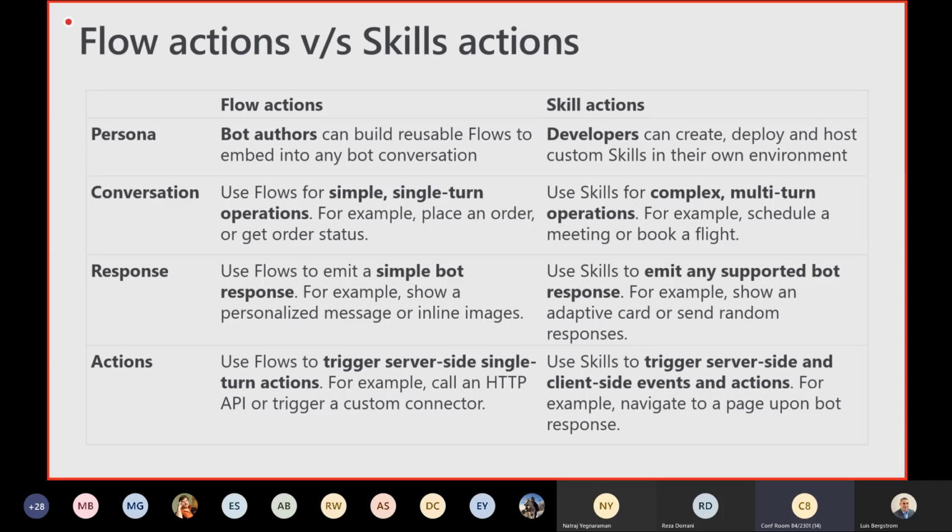On the last point, actions. You can use flows to trigger server-side single-turn actions, for example, call an HTTP or an API endpoint. However, skills can not only trigger server-side actions, but also trigger client-side events and actions if the canvas that you are hosting the bot in is a custom canvas. We do support custom canvas, but we can talk about that later. So that's how you want to differentiate between flow actions and skill actions.